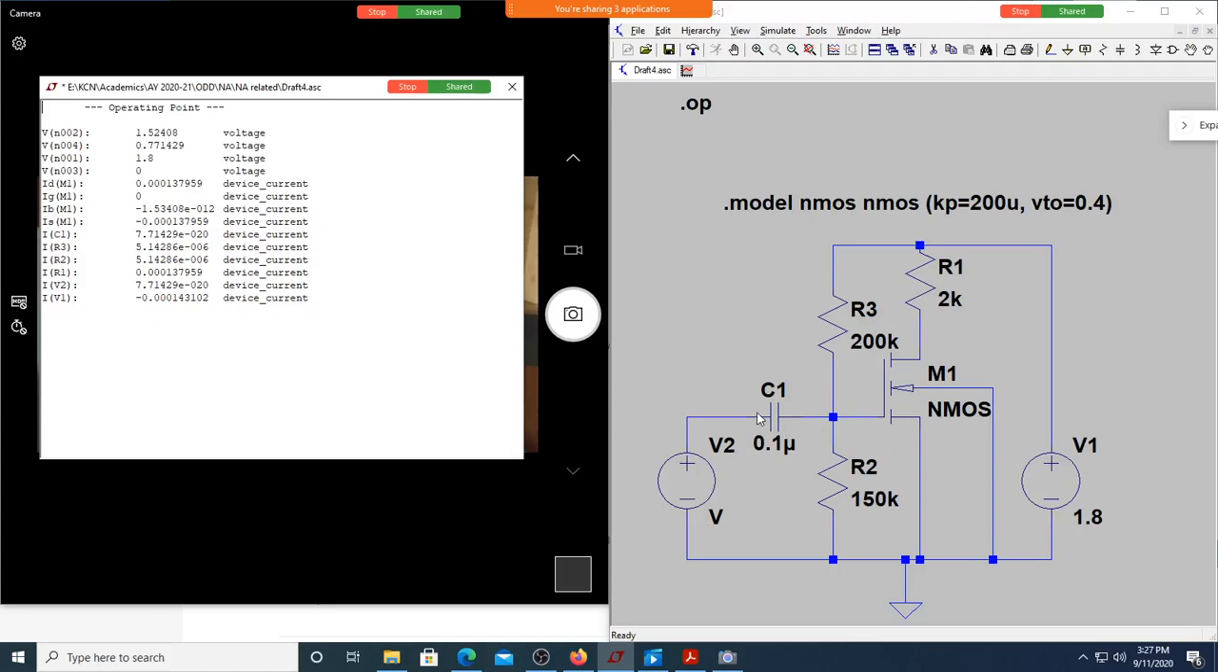Shall I say this capacitor isolates the voltage at this point and this point in terms of DC? This capacitor blocks DC, because it is not making this voltage, which is 0.771, get altered. It remains at 0.77. Can you see here? This voltage is the same. It is because of this capacitor.